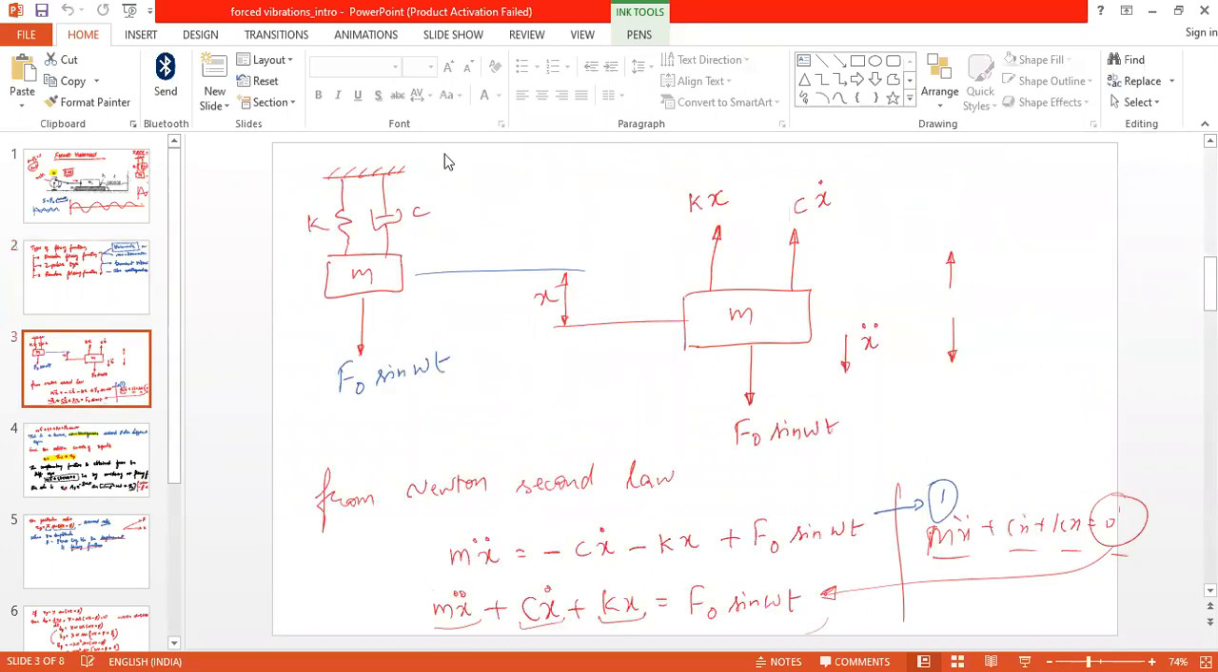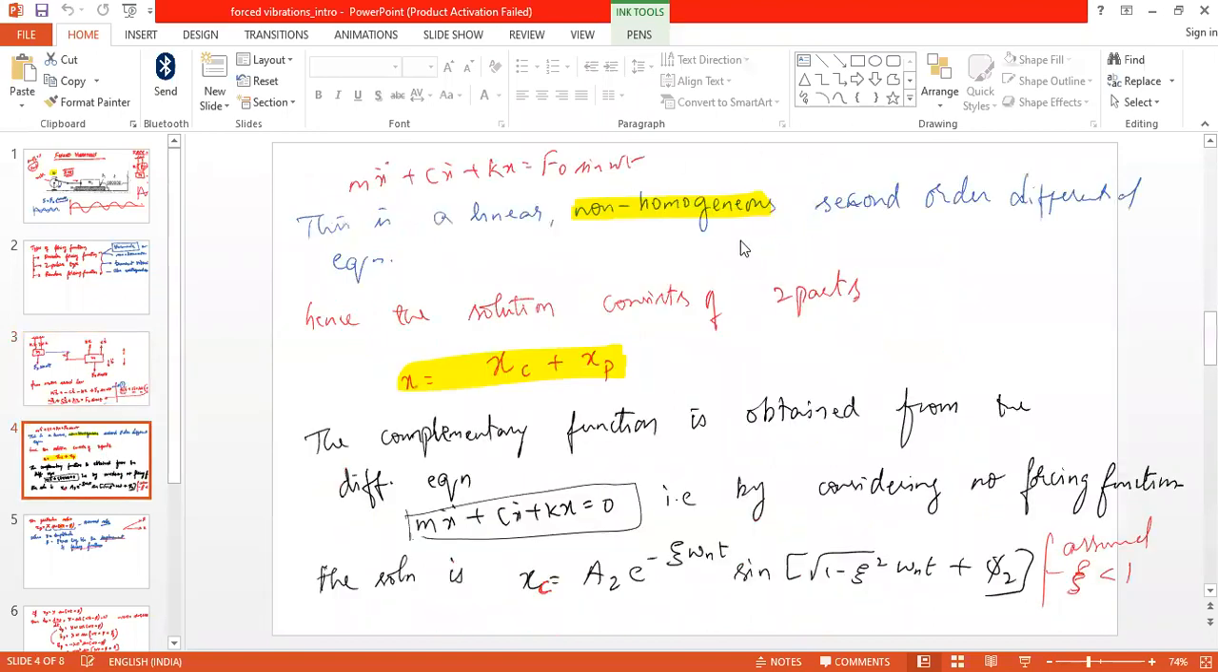So now we have considered a very simple spring-mass-damper system which is subjected to a force F naught sin omega t, because we have considered this force as a simple harmonic motion. Okay, so F naught sin omega t, and if it is displaced by an amount x, then finally we get this as the differential equation. This is a linear, non-homogeneous second-order differential equation. The solution consists of two parts: the complementary solution and the particular integral.